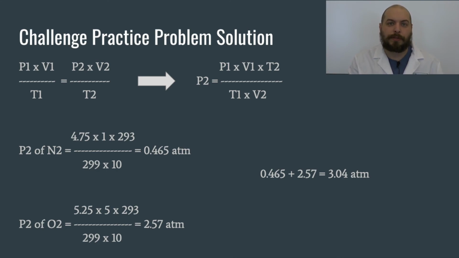3.04 atmospheres. This is a tricky problem, but it really does connect the idea that when we're dealing with partial pressures, they are independent of each other and can just be added together to give us a total pressure.